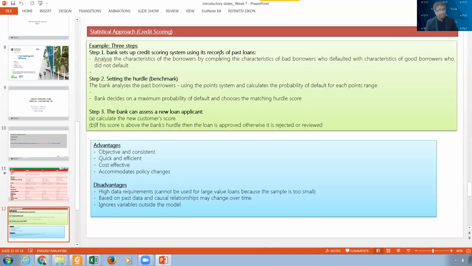Now for the credit scoring, for example, we take any one of those banks and say we take credit cards. I take, for example, Public Bank, and maybe in the KL area they have, I'm just guessing a number, maybe 15 to 20,000 people who are holding credit cards.